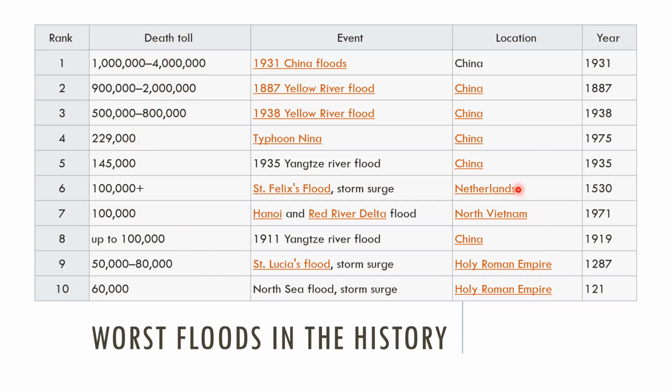Here you'll find in the Netherlands, more than 100,000 people died. This was back in 1530, long back in history. The Holy Roman Empire, this is the location of Germany and Poland now, also very far back in history. This is a flood caused by a river, and this was caused by the North Sea, that the sea came and flooded due to a storm. This is very rare now. But as you see, a lot of people may die from this.